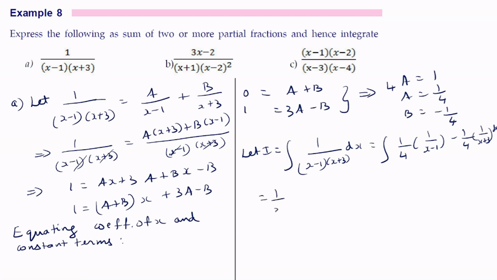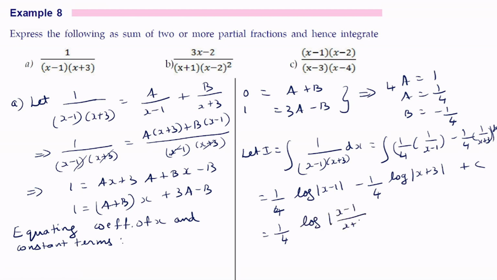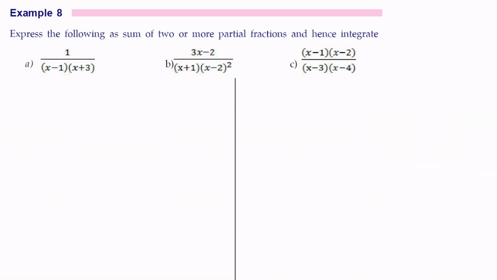Now we can integrate this. This is 1/4 ∫ dx/(x - 1), which is log|x - 1|, minus 1/4 ∫ dx/(x + 3), which is log|x + 3|, plus C. Or 1/4 is common, which can be taken outside. It is of the form log a - log b. So it is 1/4 log|(x - 1)/(x + 3)| + C. This is the integral of this function.